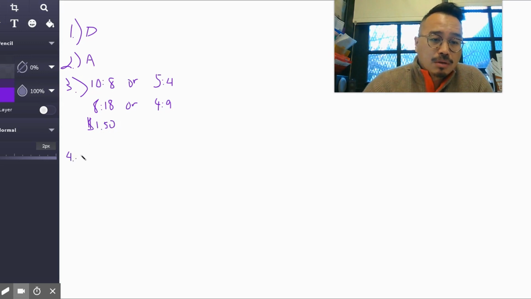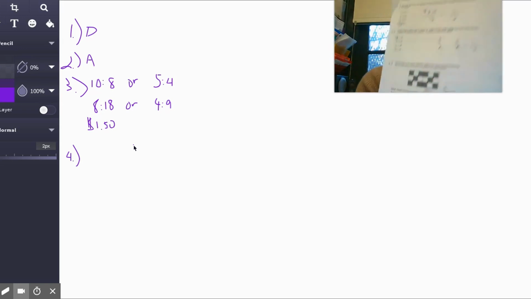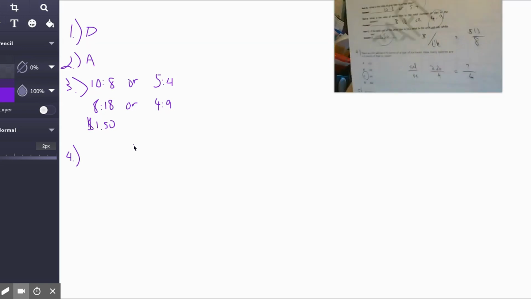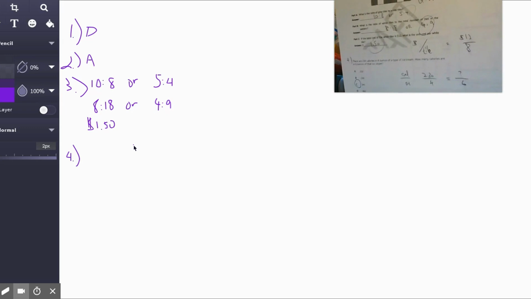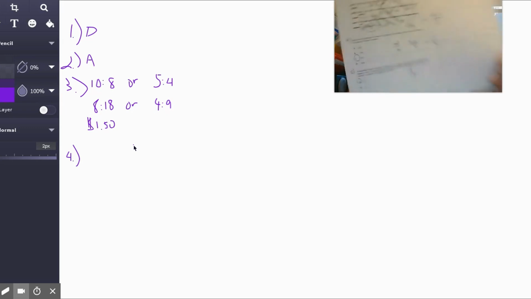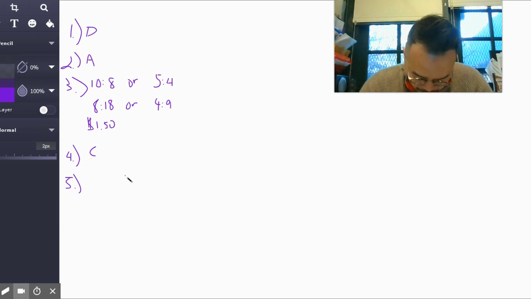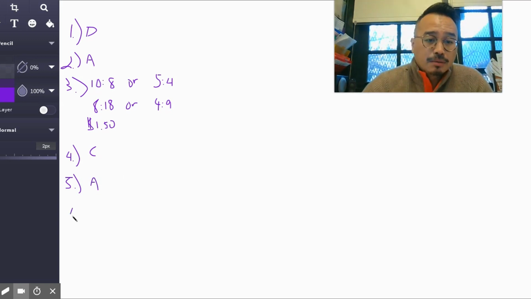Number 4. The proportion is calories per ounce, at least that's what I did. Like I said, as long as the order's correct, it doesn't matter whether it's calories over ounces or ounces over calories. So that's my proportion, and the answer is C. Number 5. 15 baskets, 9 over 15, 3/5.